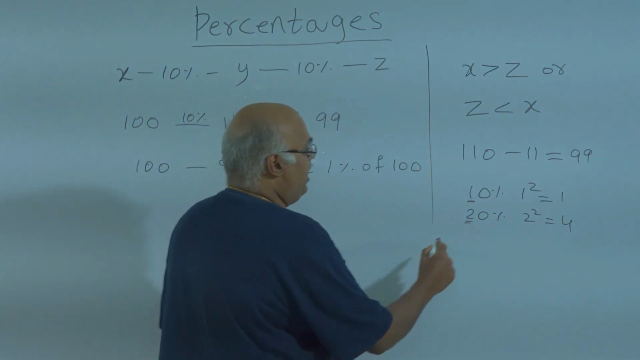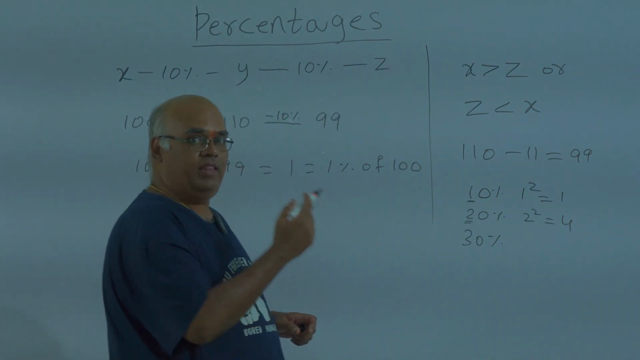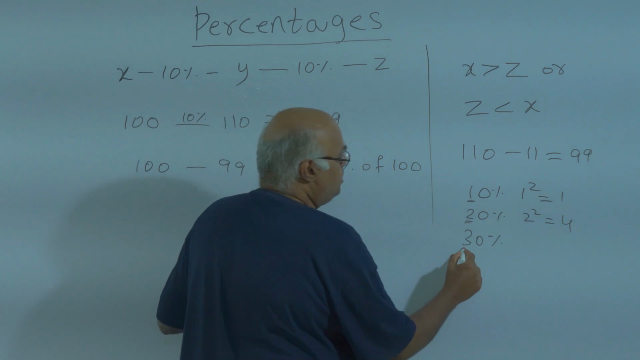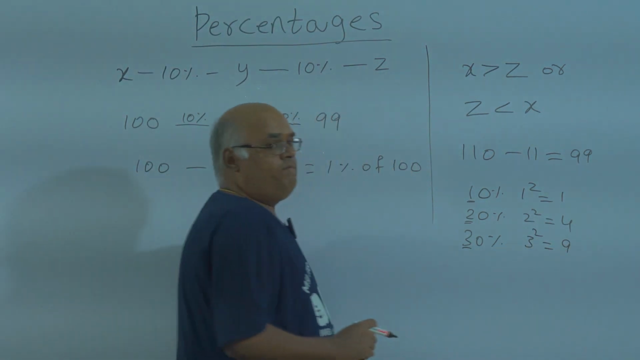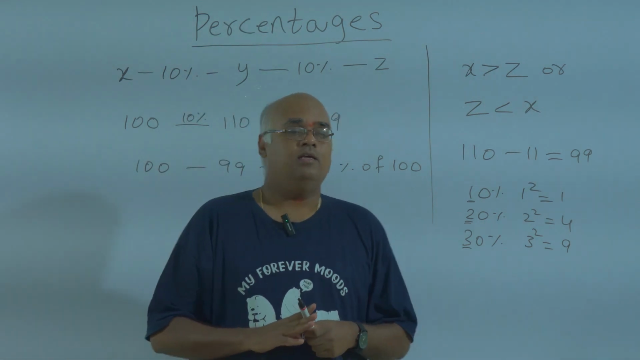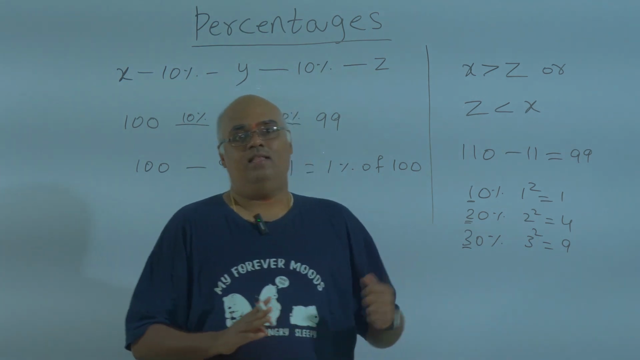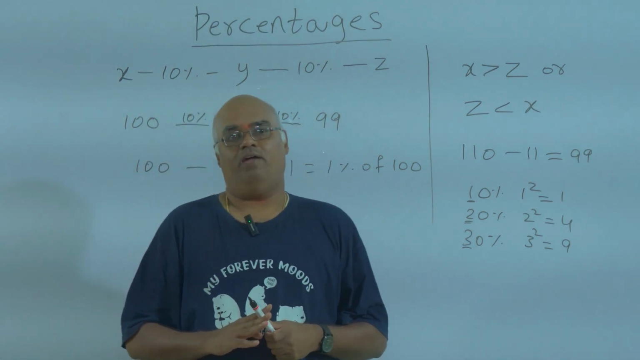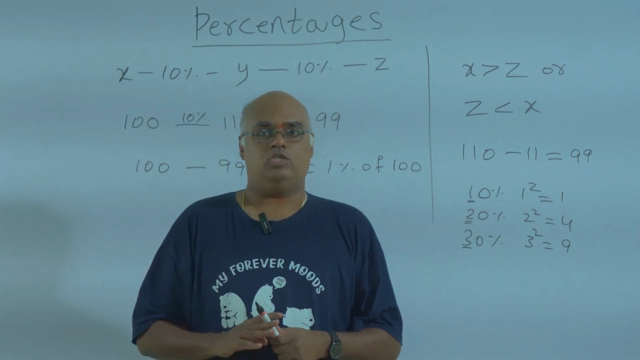Like this, if you increase the number by 30% and then decrease by 30%, in 30% you have 3. So 3 square is equal to 9. The final number which we get, that is the z value, will be 9 less than 100. That is, you will get the number 91 in the place of z. So this is how this kind of problem should be solved.